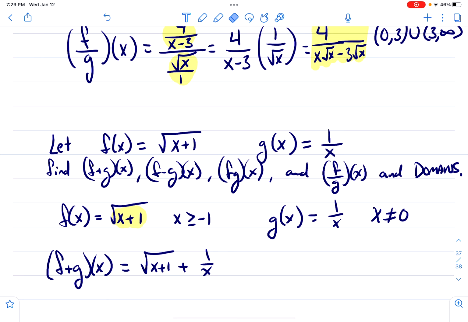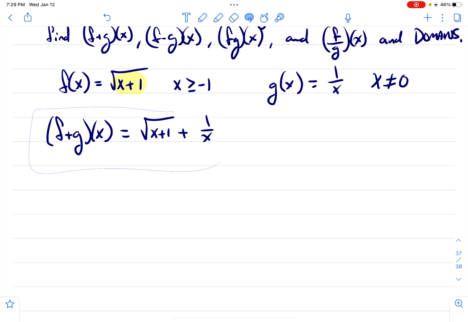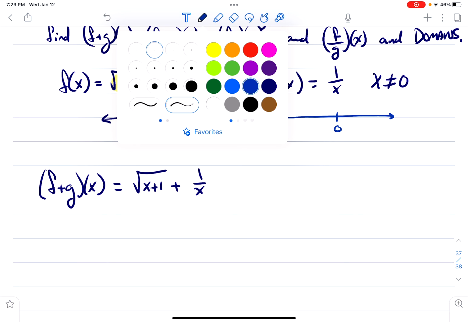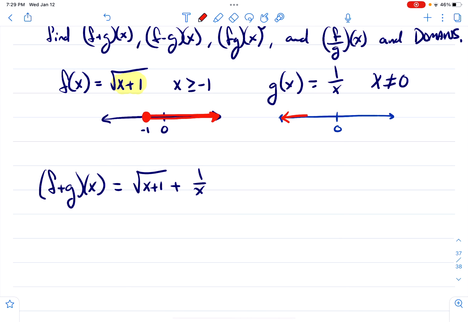Let me give myself a little bit more room, because while I found the domain, I didn't illustrate it. And I think sometimes illustrating it helps. Okay. So I'm going to say here's 0, here's negative 1. We said the domain for this one was, we can fill this in and we're good with everything bigger than this. And for this one, you think about what that one would look like. Here's the number line. Here's 0. If x can't be 0, then it can be everything back this way, and then everything out this way.